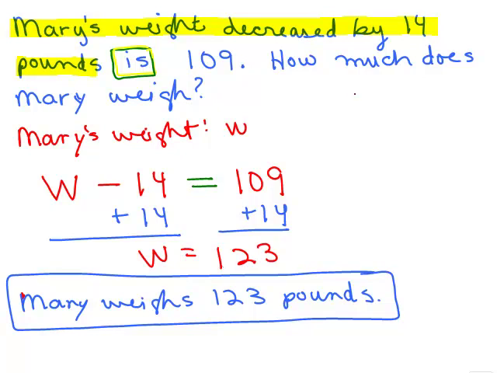Now let's check it over here. It says if we take Mary's weight, which we decided was 123, and we decrease it by 14, well, what do we get? We get 109, and it says that's what we should get. We should have gotten 109, right? So it does check, and that's our answer.